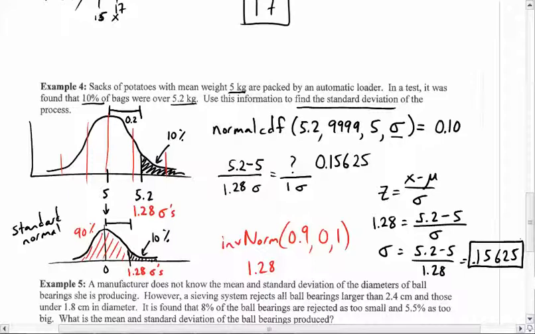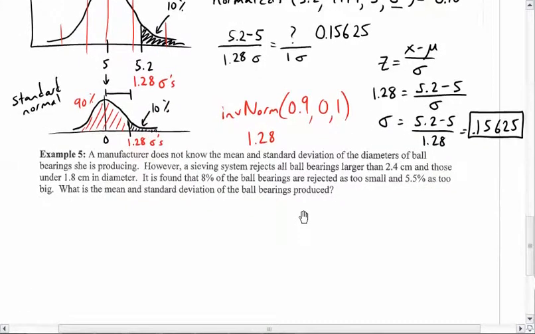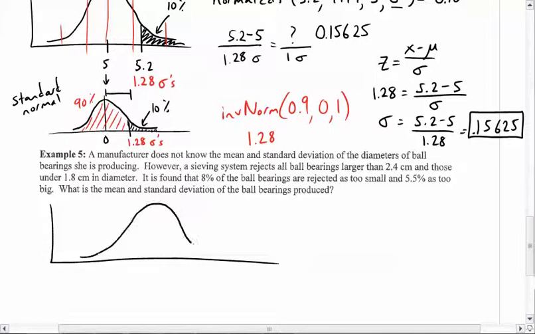Now the very hardest type of IB style question is when you don't get the standard deviation and you don't get the mean. So in the last example, we're given a situation where we know that balls that are larger than 2 centimeters and under 1.8 centimeters are discarded because they're too big or too small. So the system found that there's 8% of balls that are too small.